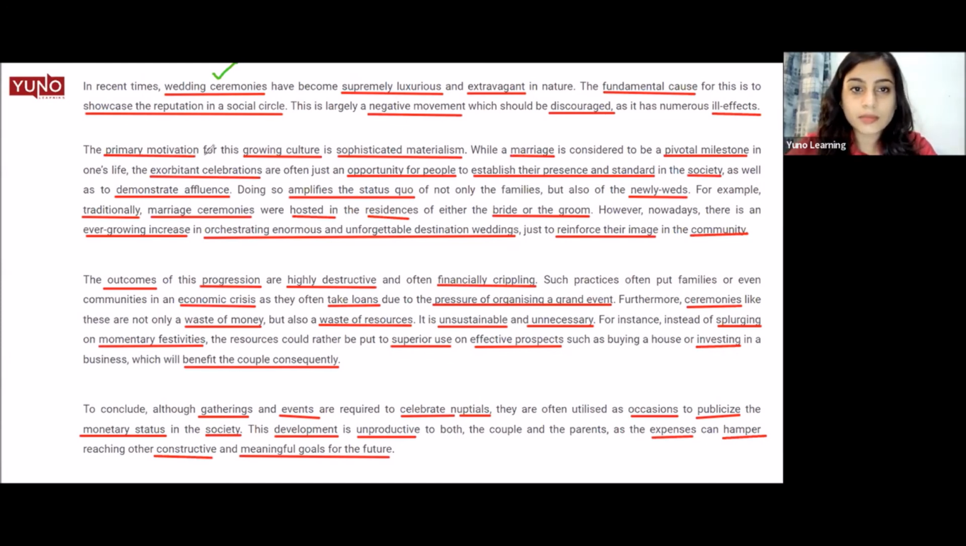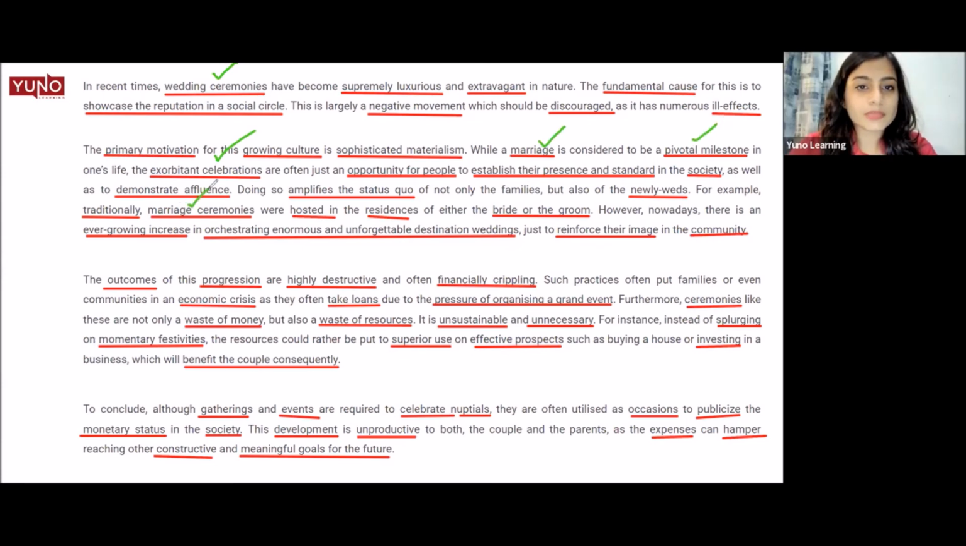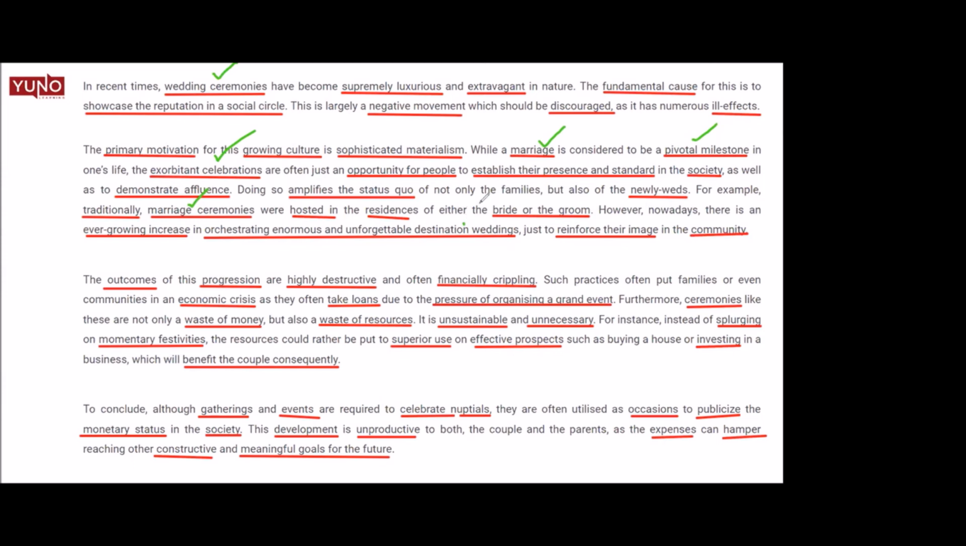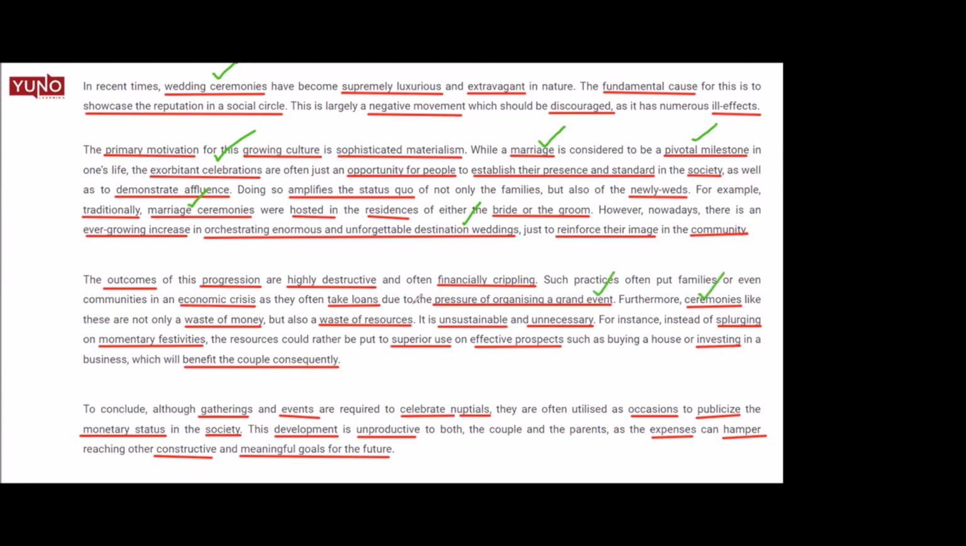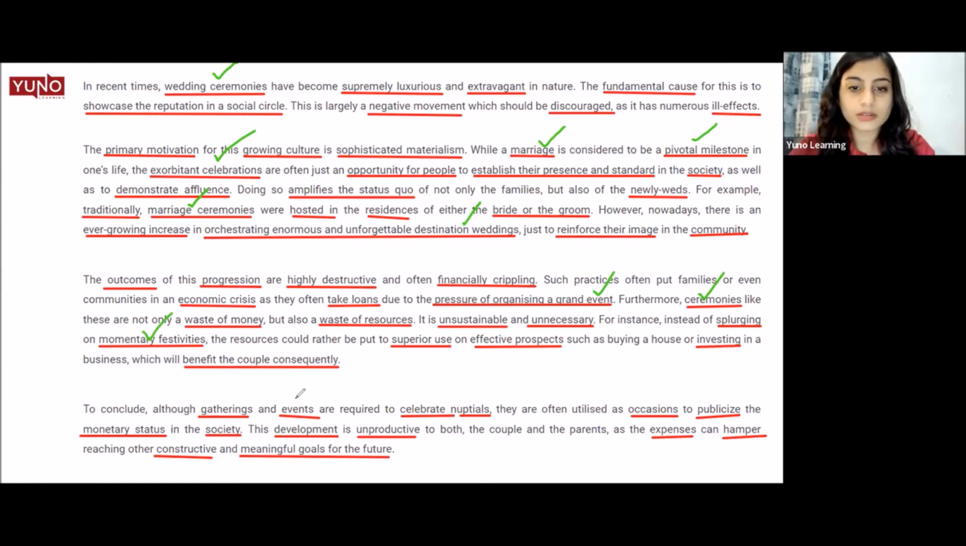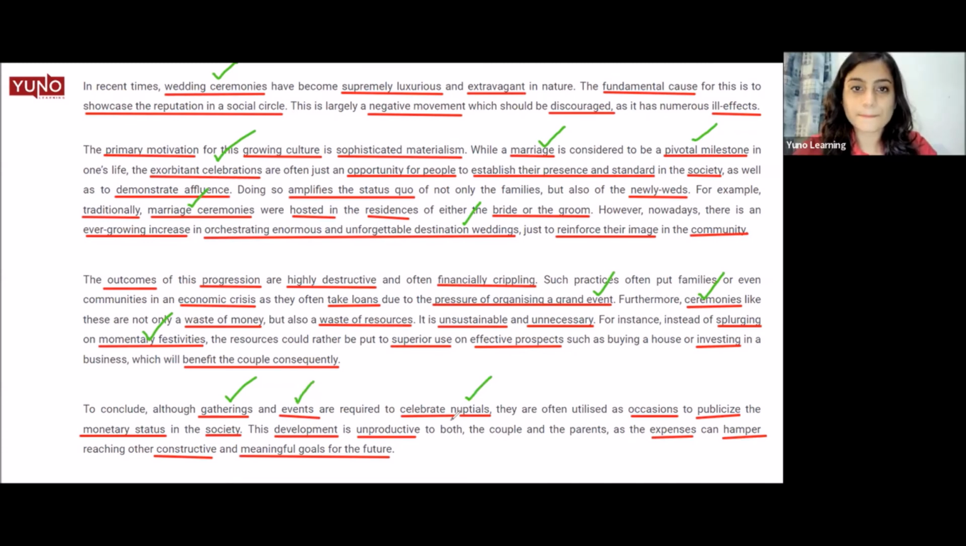Let's say exorbitant marriage celebrations. Milestone, partially, not so much. Marriage ceremonies, fine. Destination weddings. Bride and groom, yes. But let's just talk about wedding, the event itself. All right, event. Ceremony, once again. Momentary festivities. Then let's go on. Gathering, event, nuptials. An alternative for weddings or marriage. Anything else? Occasions. Right? So all of these words, they are referring to marriage. They are synonyms for marriage.